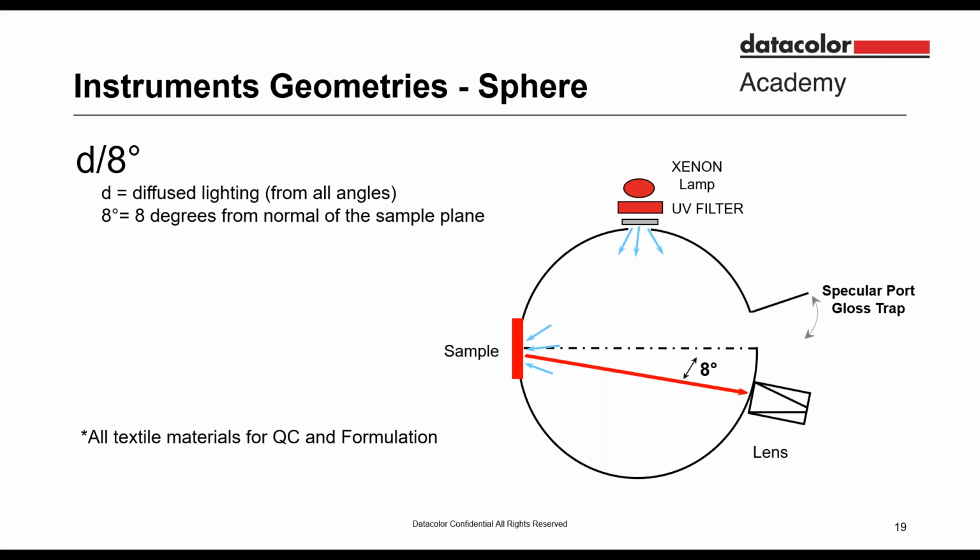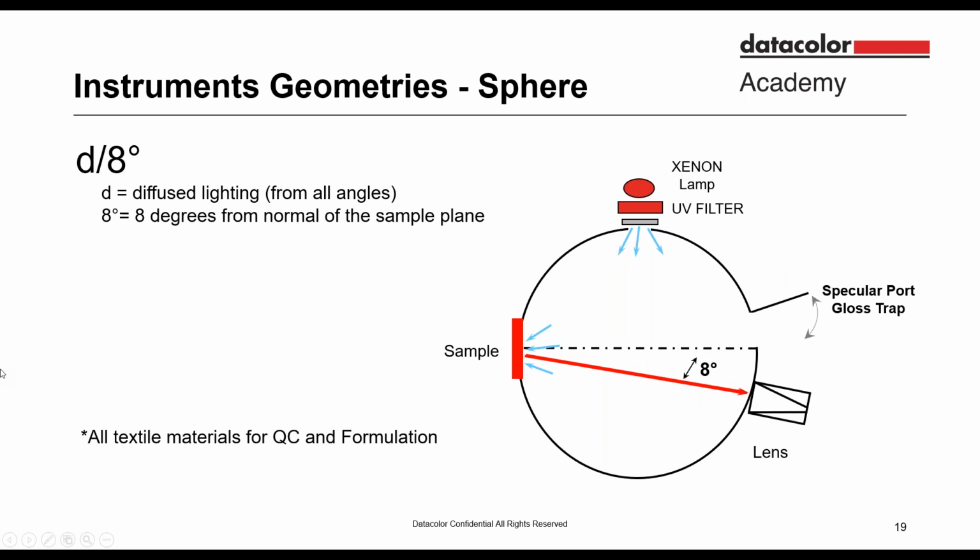This is a very simplified diagram of a spherical diffuse 8 degrees geometry. The reason it's called diffuse 8 is because the lamp hits the walls of a sphere and the light goes everywhere at multiple angles, and that diffuse lighting is hitting the sample. Then the 8 degrees is because the detection happens at 8 degrees from the normal of the sample.